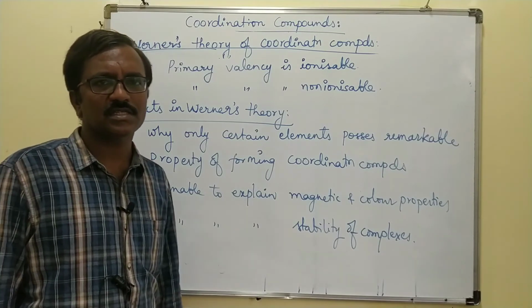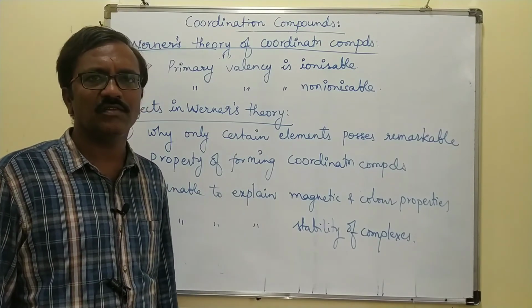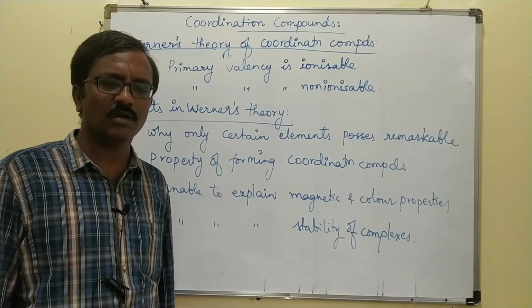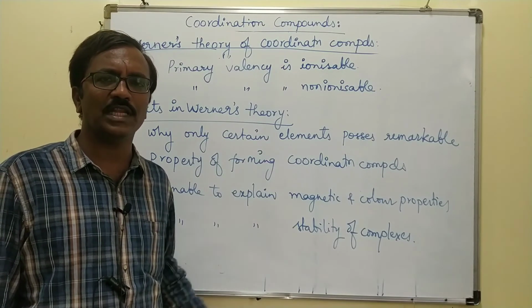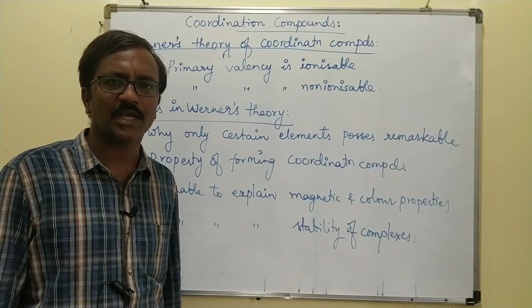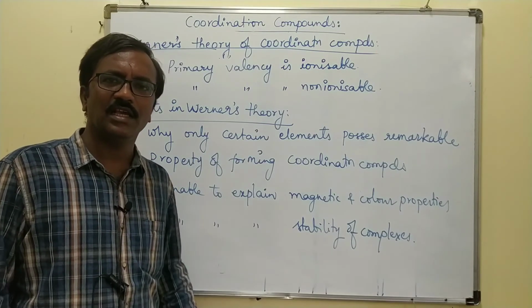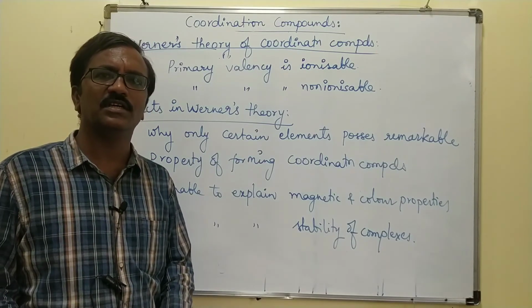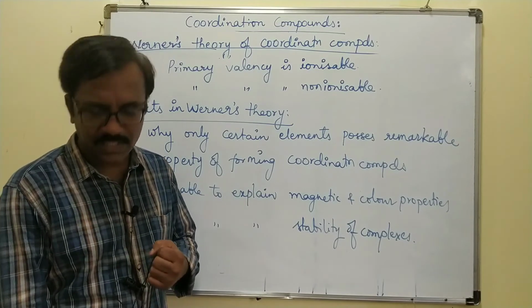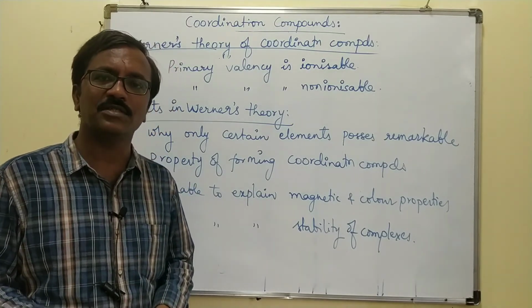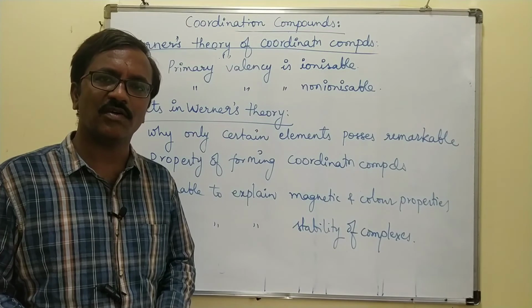So what we discussed today: Werner's theory, for which he won the Nobel Prize. He proposed two valencies, primary and secondary, right? Secondary valency, generally every metal has a fixed number of ligand atoms, which he calls the coordination number.